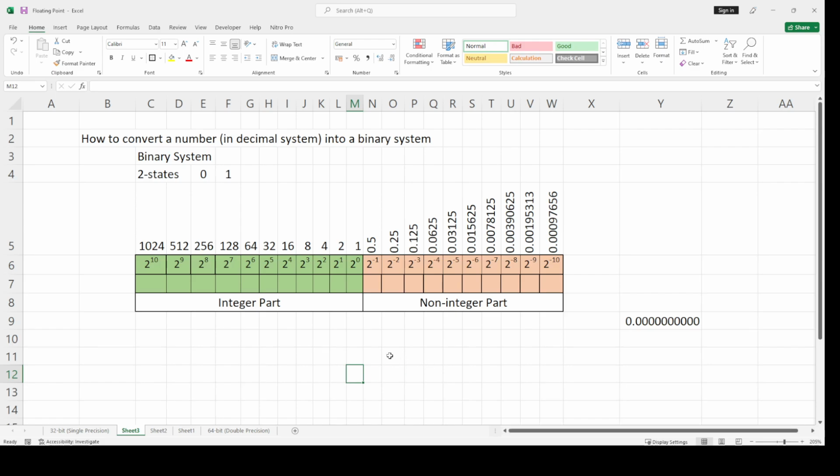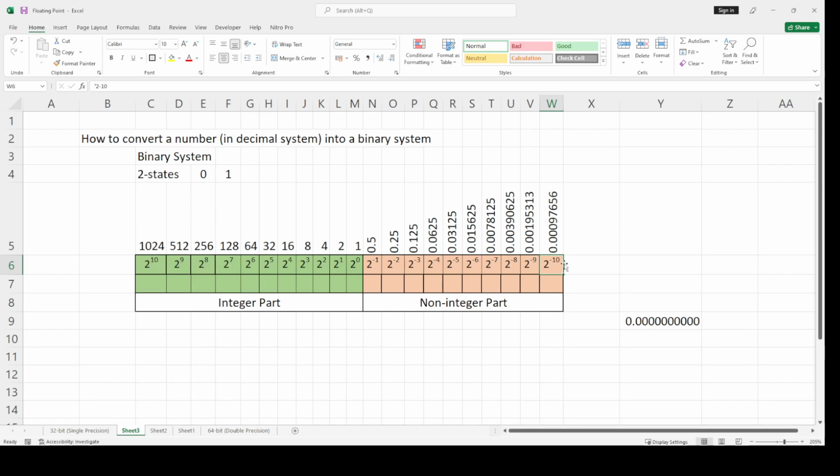Now, how can we transform it? As you can see here, we have this series of numbers with bases of 2. And here we can also have numbers with bases of 2, but with different exponents. In this right part, the exponents are negative. So 2 raised to the negative 1 is 1/2, 2 raised to the negative 2 is 1/4, 2 raised to the negative 3 is 1/8, 2 raised to the negative 4 is 1/16, and so on and so forth until 2 raised to the negative 10.